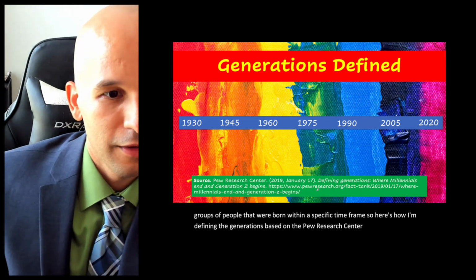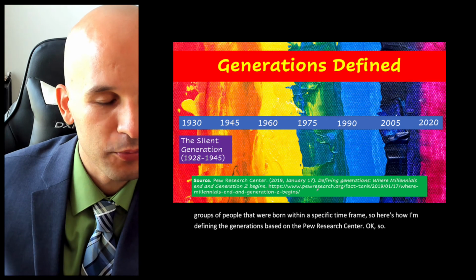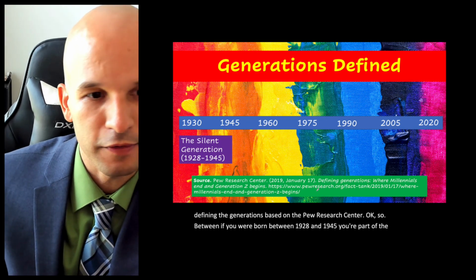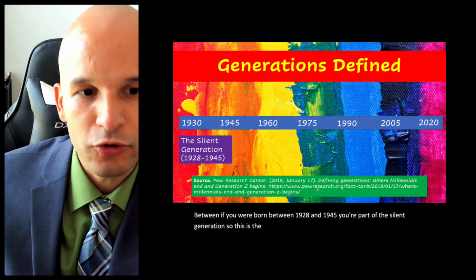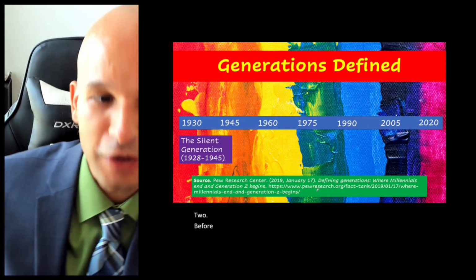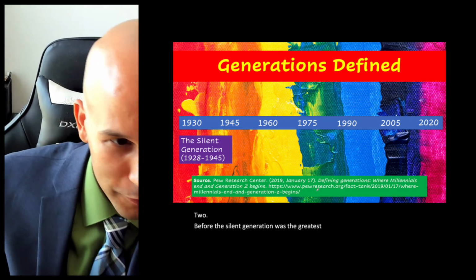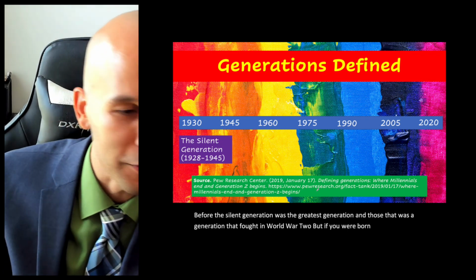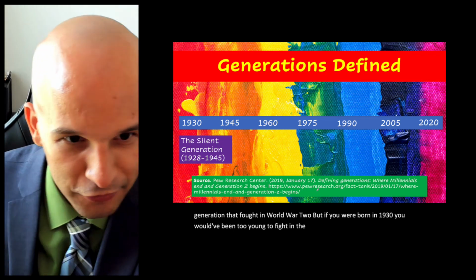Okay? So if you were born between 1928 and 1945, you're part of the silent generation. This is the generation that was too young to fight in World War II. Before the silent generation was the greatest generation, and that was a generation that fought in World War II. But if you were born in 1930, you would have been too young to fight in the war. So they're the silent generation.